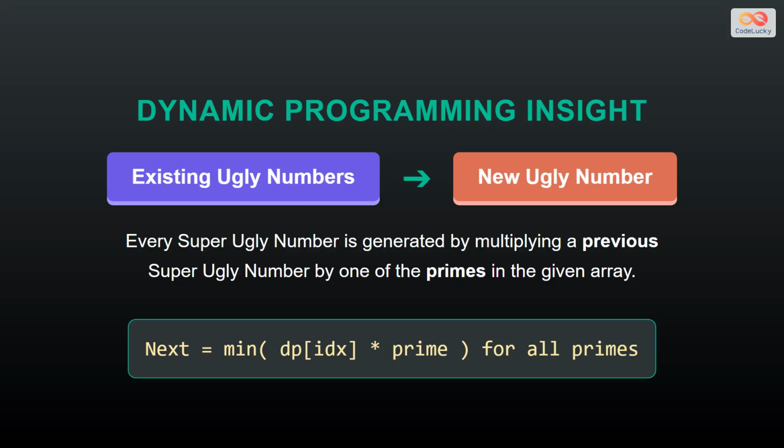The key insight for an efficient solution is dynamic programming. We realize that every new super ugly number must be the result of multiplying a previously found super ugly number by one of the primes in our list. We don't need to check random integers. We can construct the sequence directly.